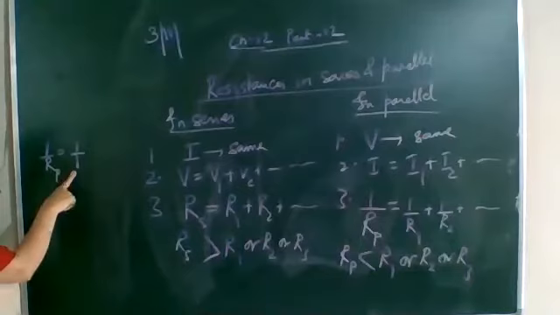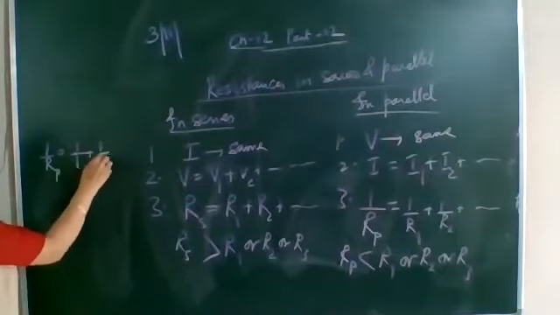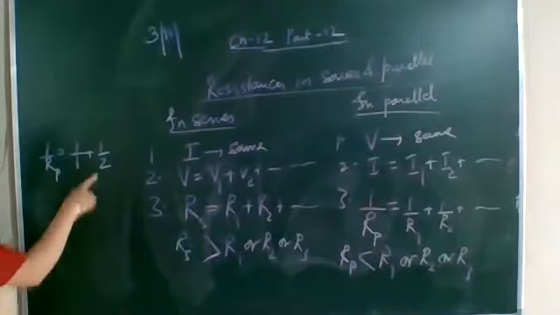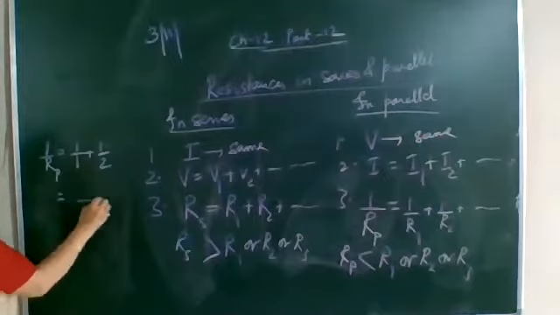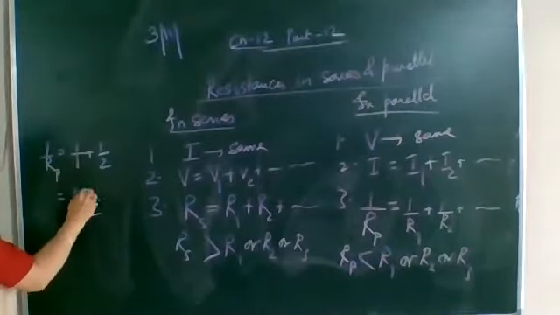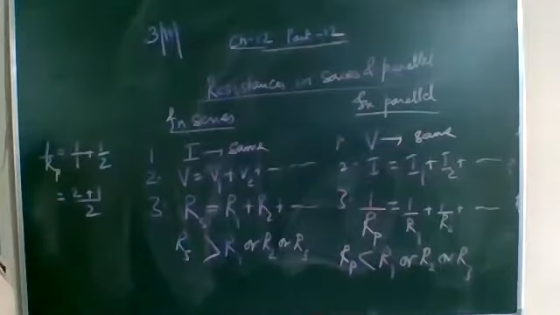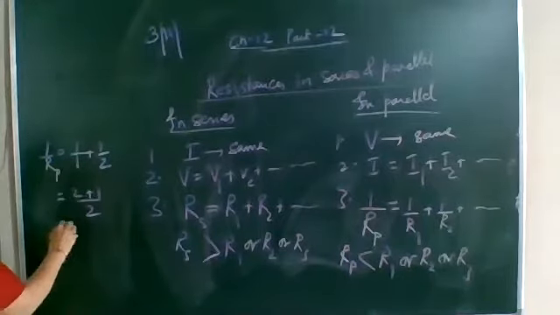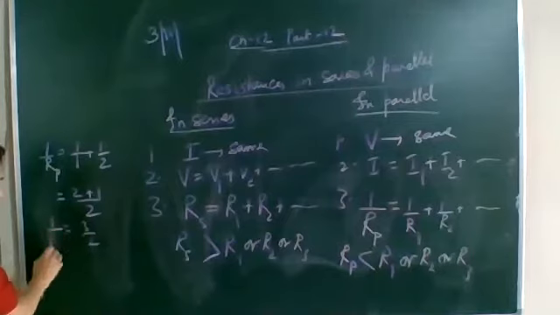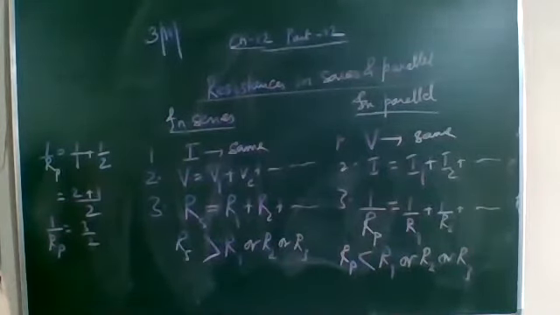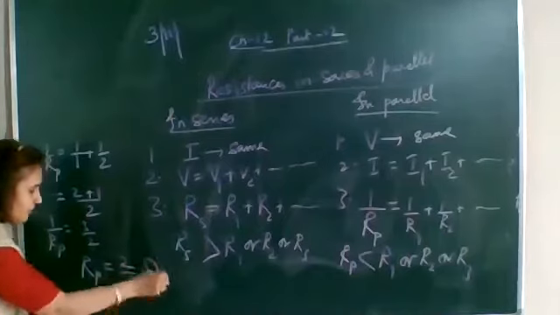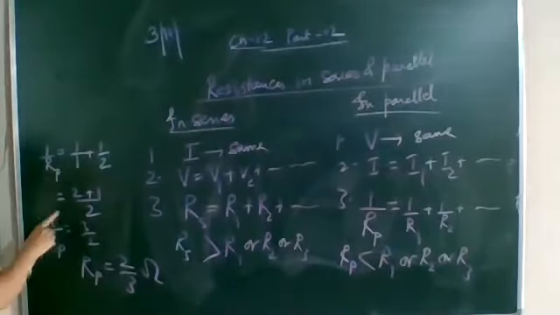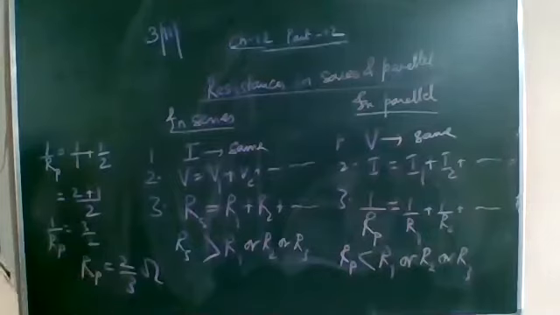What is the first resistance? 1 ohm. So 1 upon 1 plus the reciprocal of the second resistance. What is the second resistance? 2 ohm. So what do you do? Take the LCM. The LCM is 2. So at the numerator, 2 plus 1, which is equal to 3 by 2, is the reciprocal. And when you have to find the equivalent resistance in parallel, reciprocate on both the sides. Rp will be equal to 2 by 3 ohms.